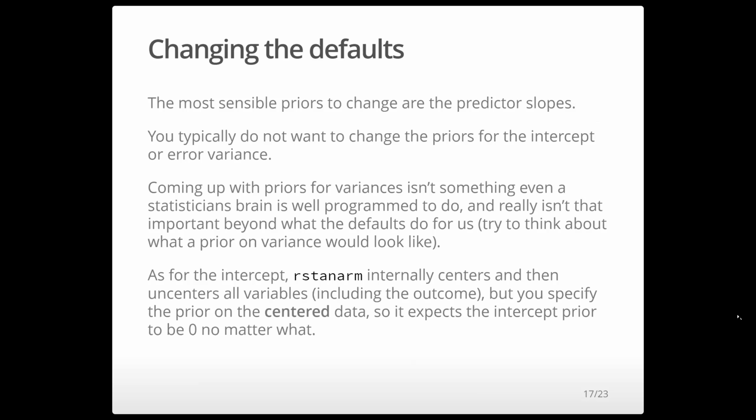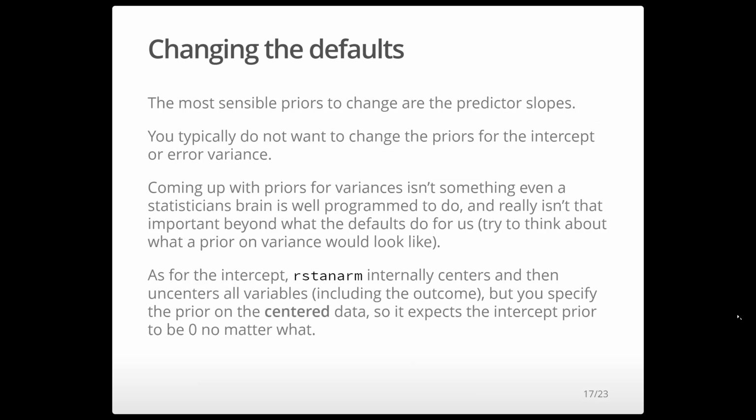As for the intercept, the reason we don't set a prior on the intercept is because the software actually internally centers and uncenters all variables. And this includes the outcome variable for the purpose of the intercept prior and for some other reasons.